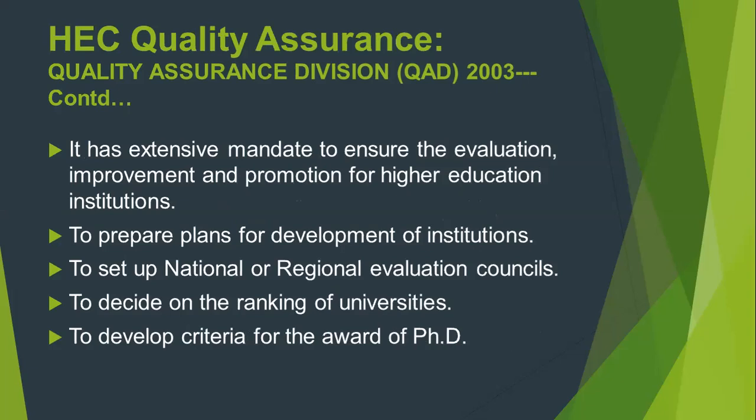It has an extensive mandate to ensure the evaluation, improvement and promotion of higher education institutions. So they have to prepare plans for development of institutions, to set up national or regional evaluation councils, to decide on the ranking of universities, to develop criteria for the award of the PhD degree. In the very recent past, I have been observing that the ranking just started a couple of years back, and the criteria was not even finalized till 2010, and even now it is ongoing and being changed after every 2 years, 3 years.